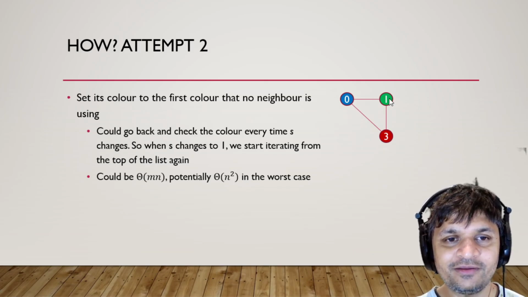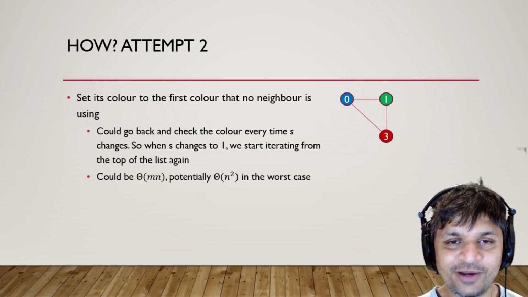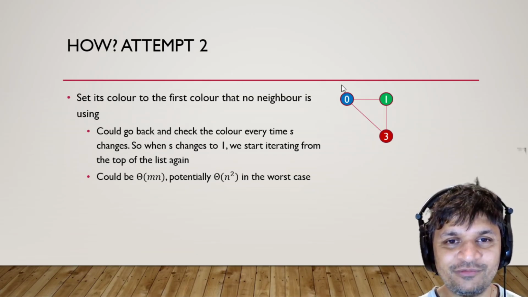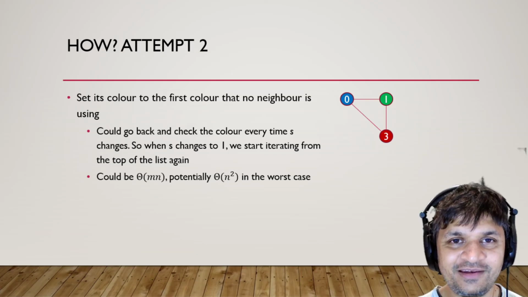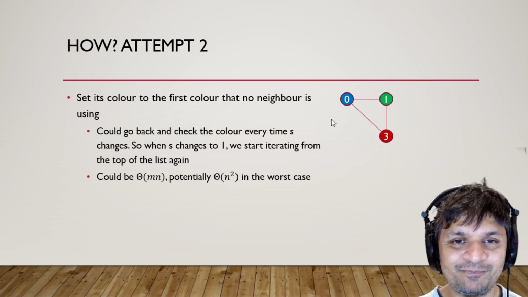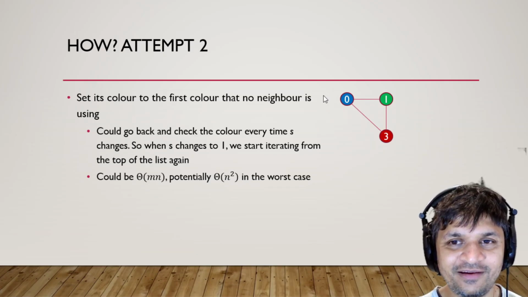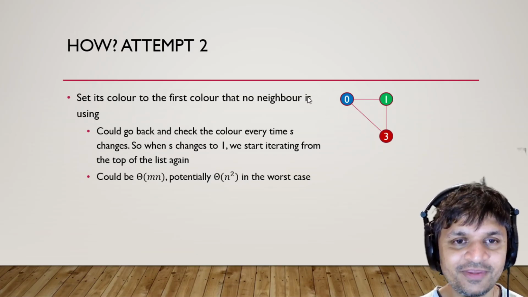Okay? The problem with this is every time the smallest color changes, I go back to the start of the adjacency list and I iterate again. So in the worst case, that could be something like n squared, right? Because I could have to iterate through the list n times, and each iteration costs n. So it's going to cost me n squared in total. So that kind of sucks.